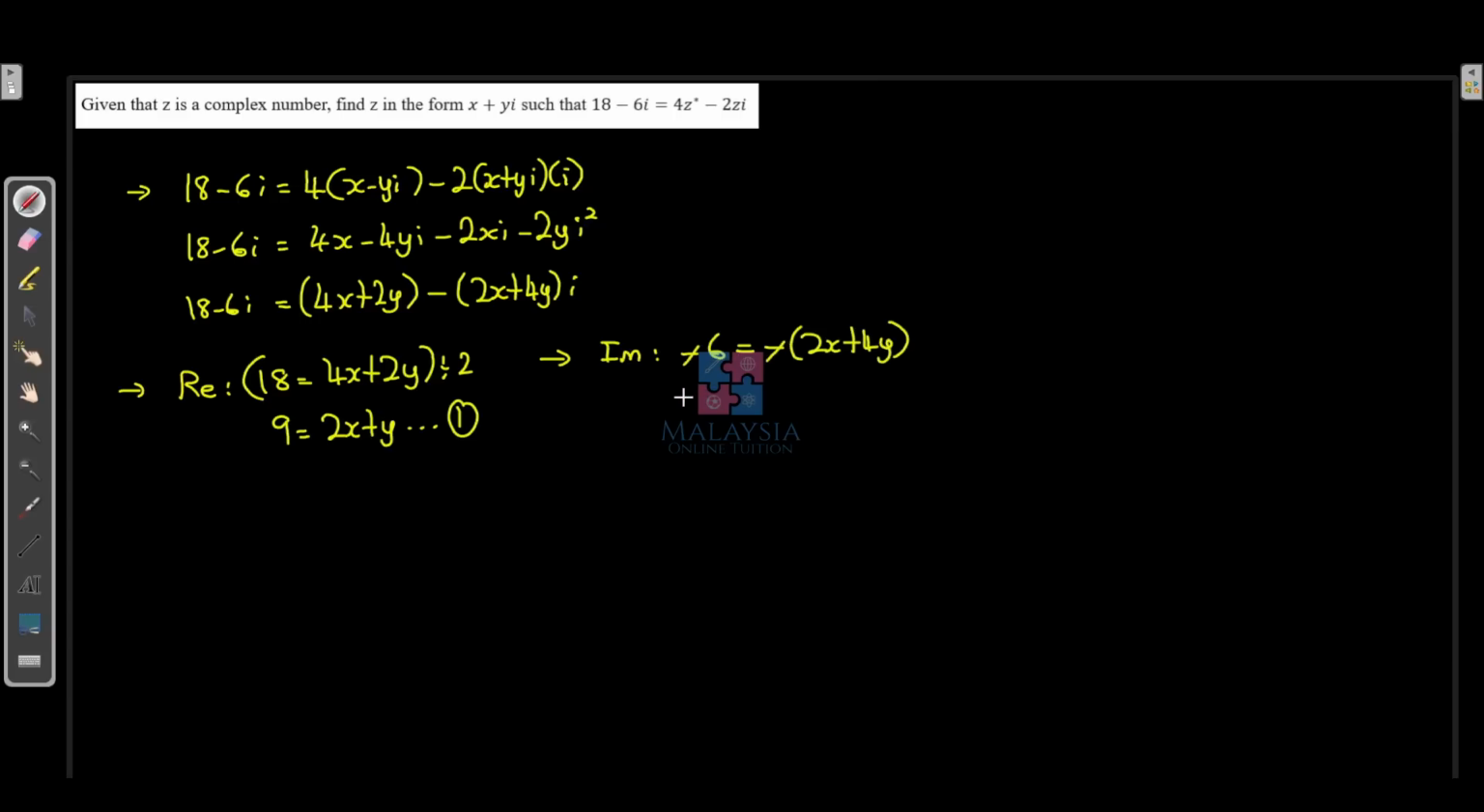So we have 2x plus 4y equals 6. Even though we can make this smaller, I think we can just substitute y inside the second equation later. So y equals 9 minus 2x. We can say this is the third equation. So sub the third equation into the second equation.